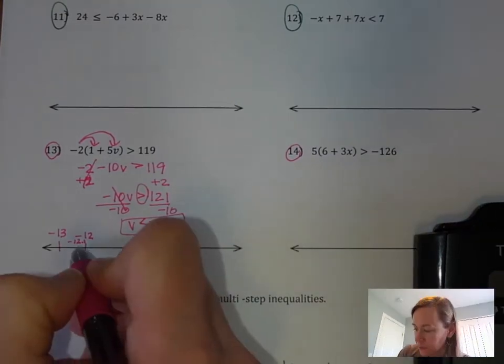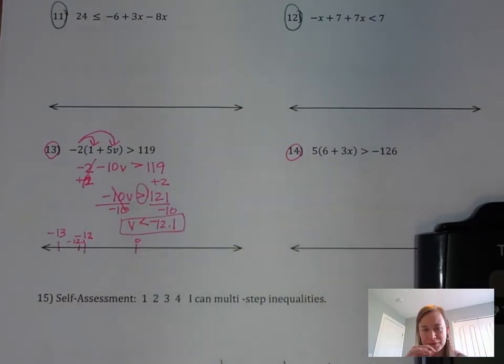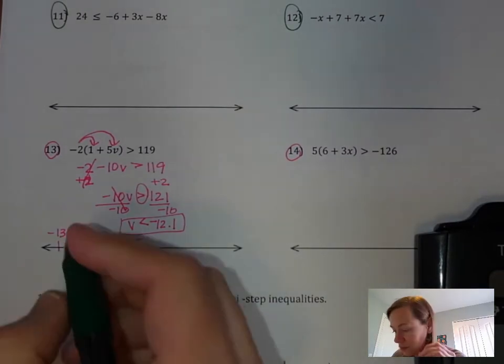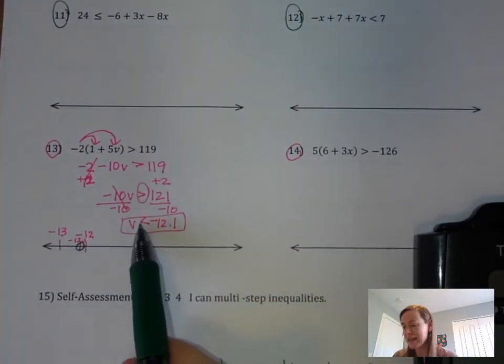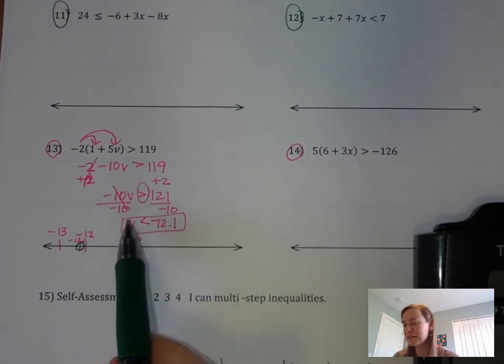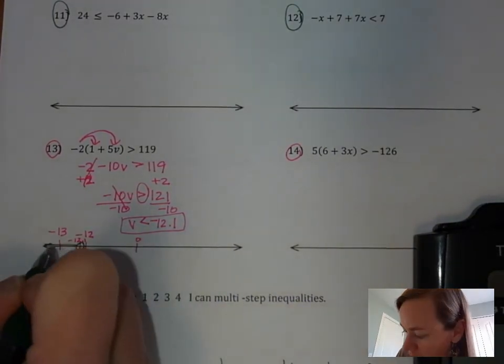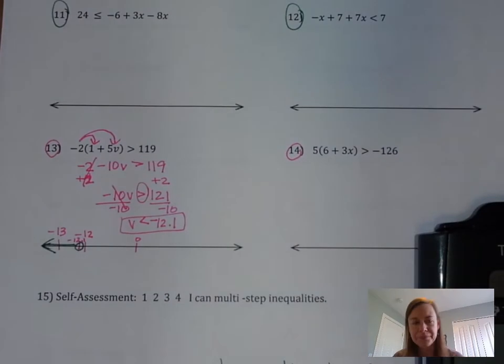It's a less than. It does not have the little or equal to bar, so we're going to have to use an open dot, so don't fill it in. Open dot here, and v is less than that, so all the answers are less than negative 12.1, so we're going to draw the arrow to the left again. Okay, and that's how you do that.